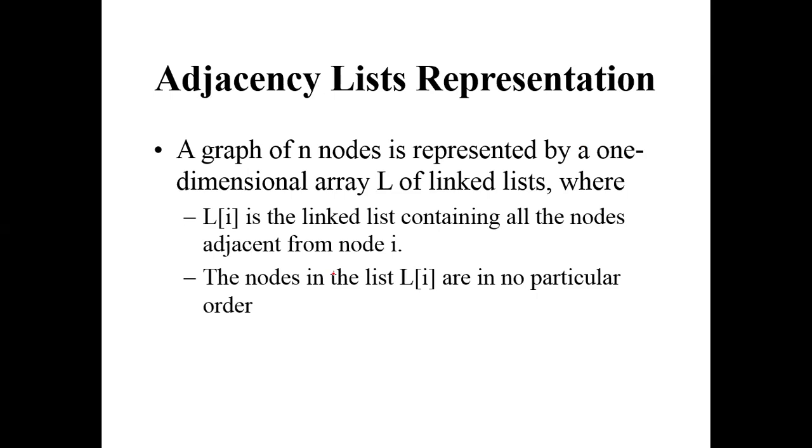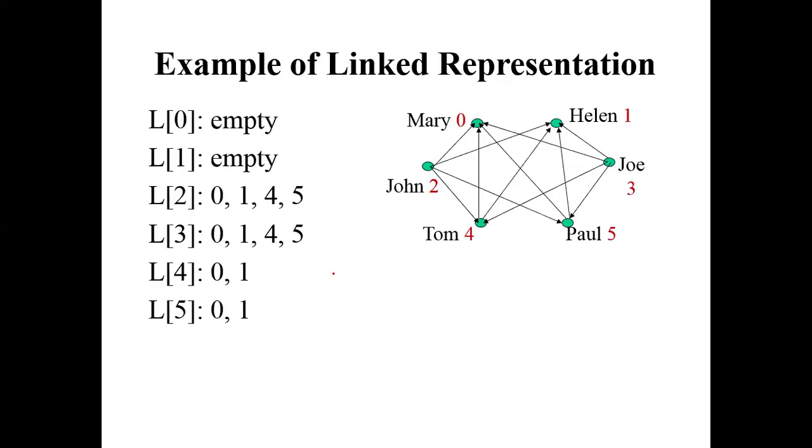Next, adjacency list. Adjacency list is like a linked list. For each node in the graph, we keep the list of nodes connected, or adjacent, to that one. If you take Mary, node 0, there is no link going from Mary. So the list is empty here. If you consider 1, that is Helen, for this also no link is going from Helen, so it is empty.